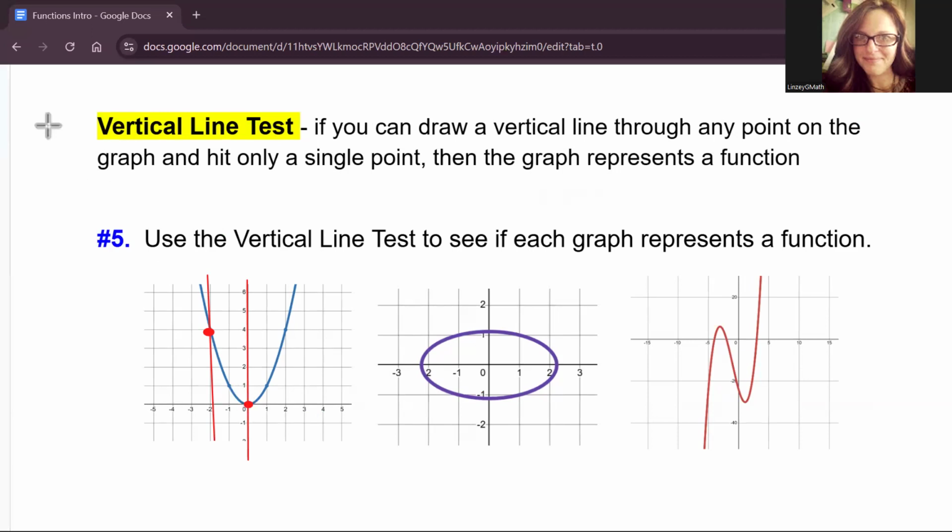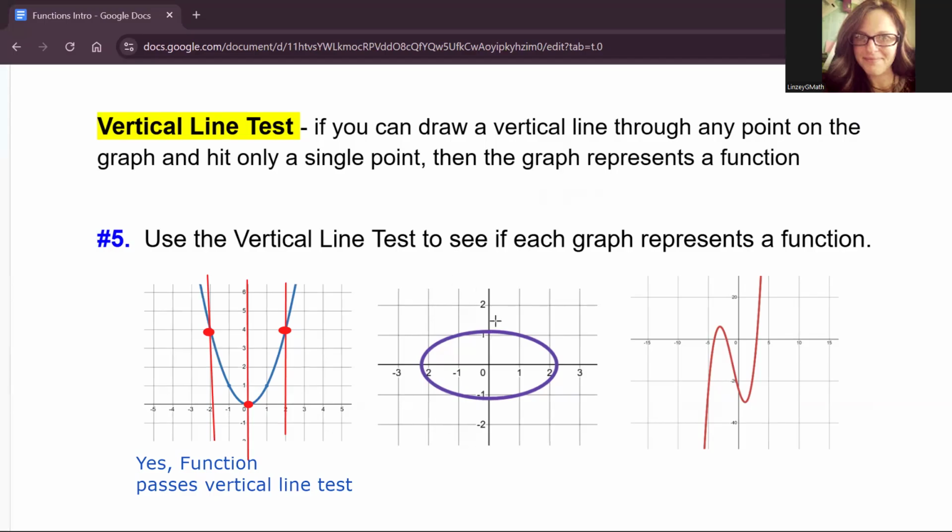And we'll do one more for good measure. I hope you can tell that this is a function. This passes the vertical line test. Yes, function. Passes vertical line test. Everywhere we draw a vertical line, we hit only one point.